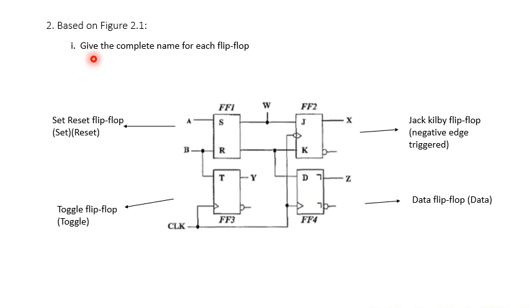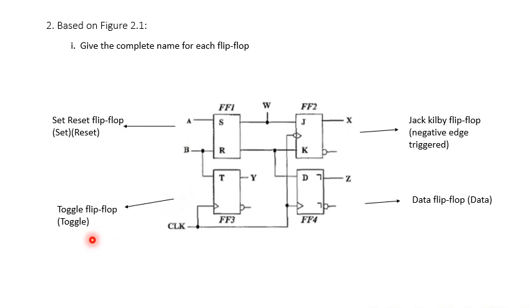Okay, so here is question 2. Based on figure 2.1, figure 2.1 is here. Give the complete name for each flip-flop. So here there are 4 flip-flops: 1, 2, 3, 4. For the first flip-flop, its name is SR flip-flop, or set-reset flip-flop.